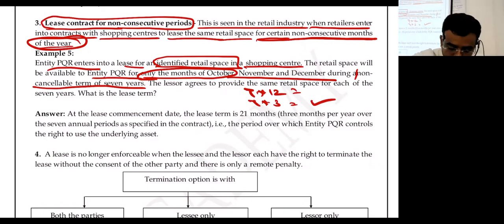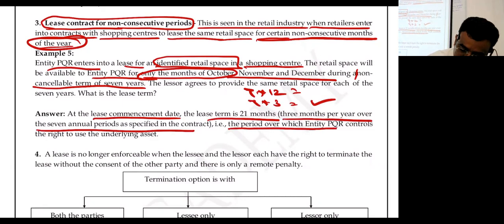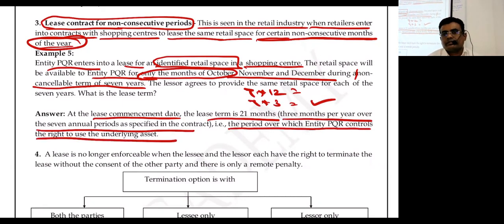At the lease commencement date, the lease term is 21 months, 3 months per year over the 7 annual period. The period over which entity PQR controls the rights to use of underlying assets. Rights to use of underlying assets. Yes or no? So hopefully you are okay with this. Any doubt on this? Pakka?